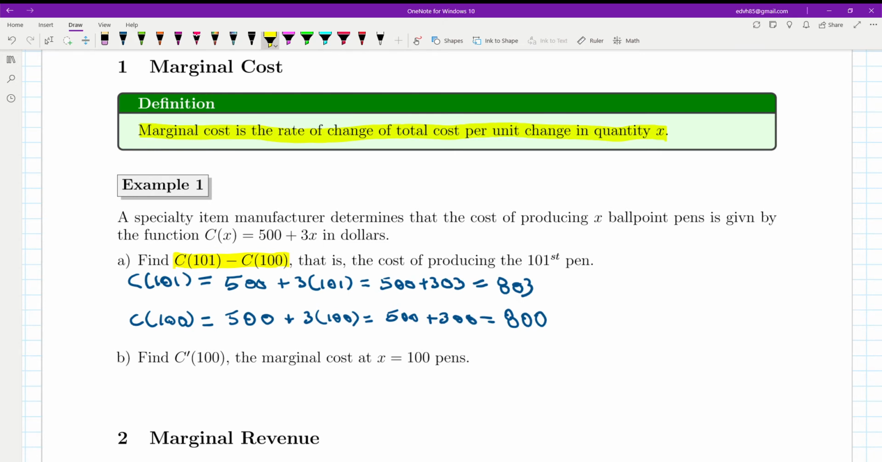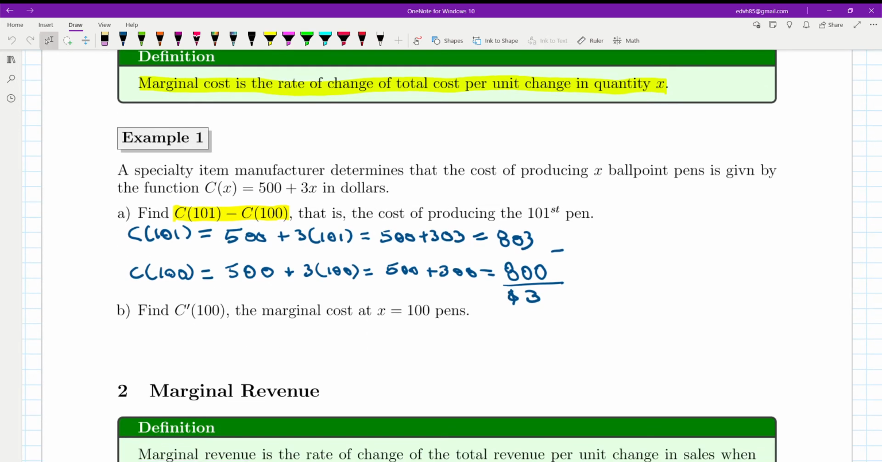So subtract these numbers. That's all we do. Subtract these two numbers to get $3. The way we interpret this result is that when the production level is increased from 100 to 101 pens, the total cost is increased by $3. So the cost of producing the 101st pen is $3.